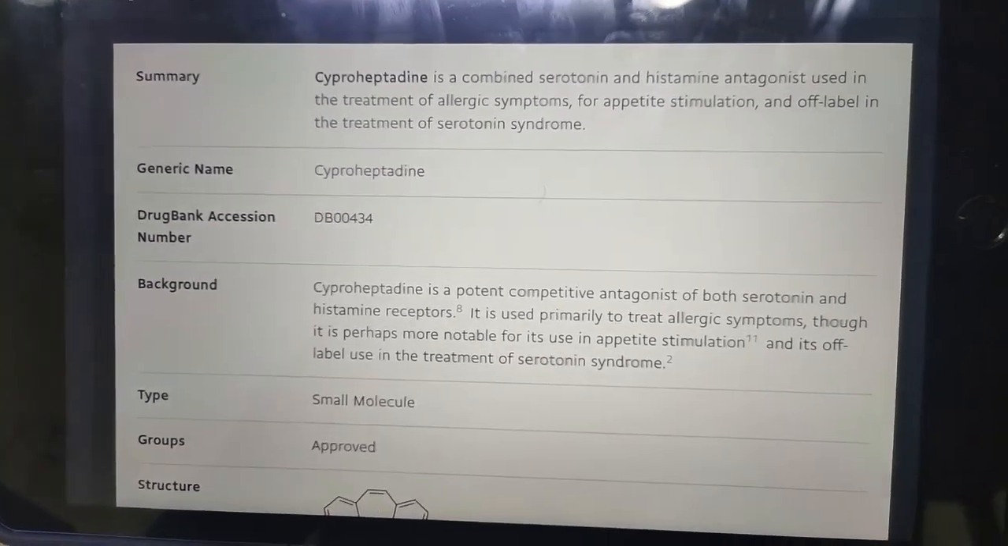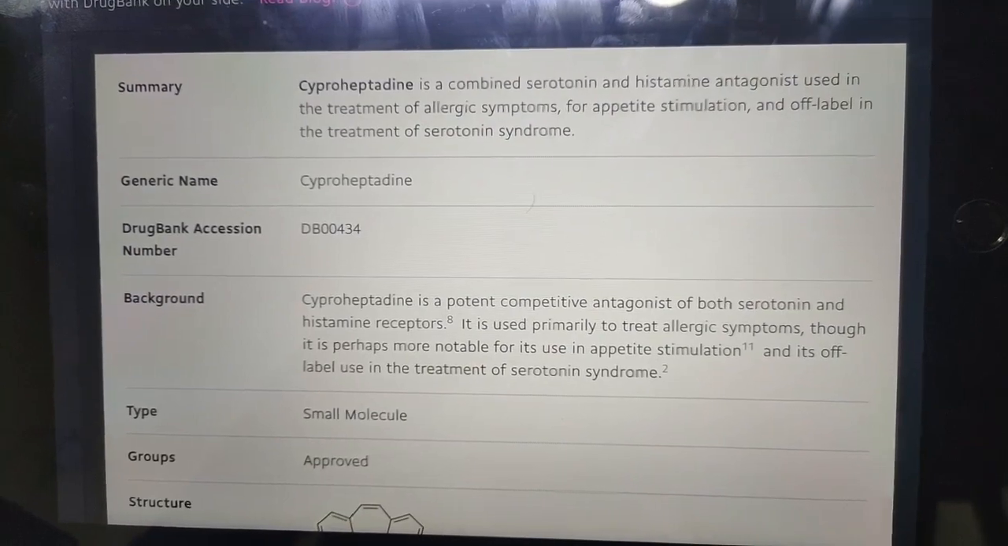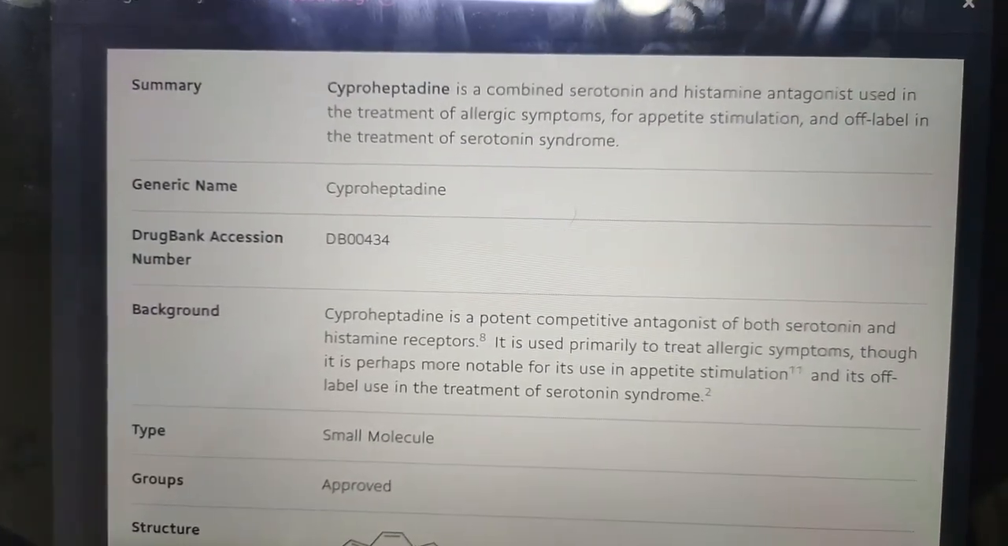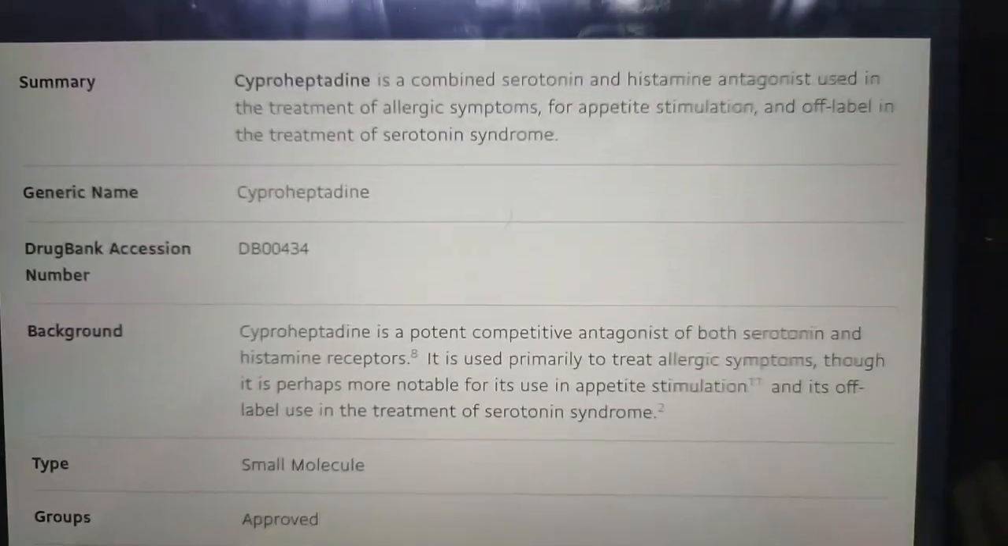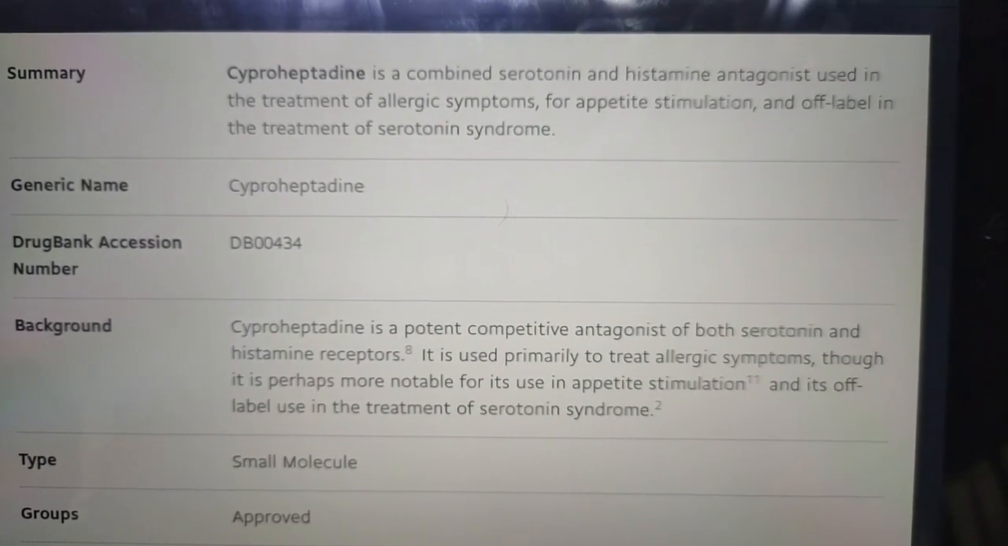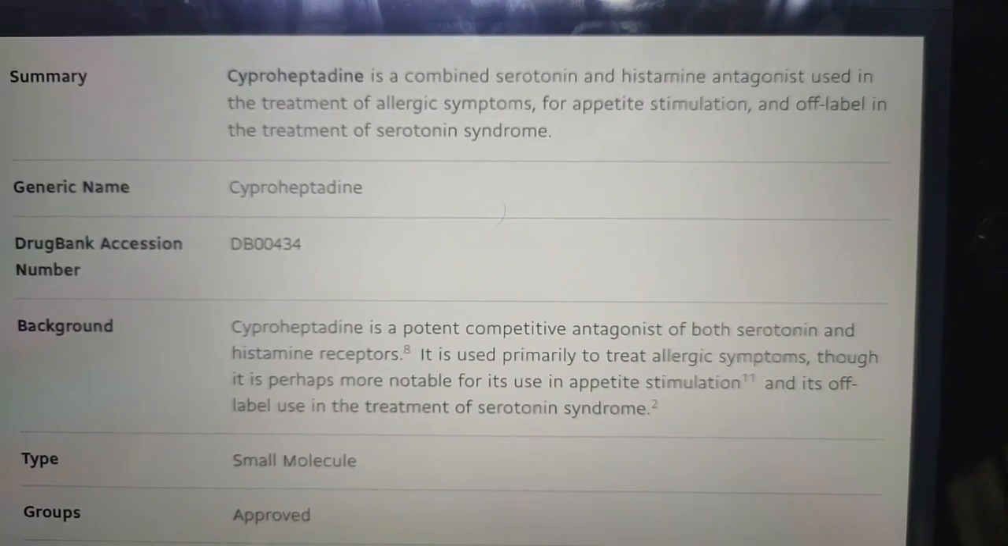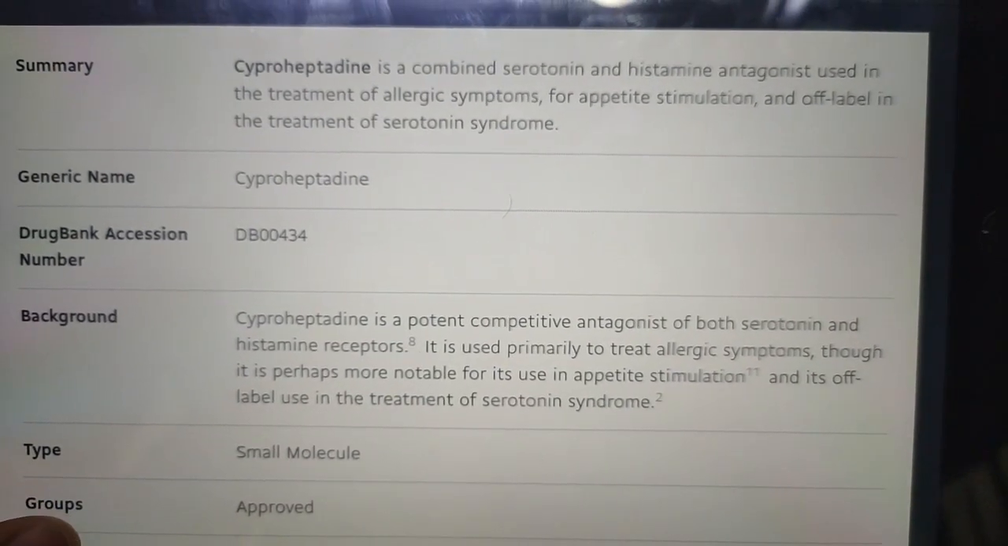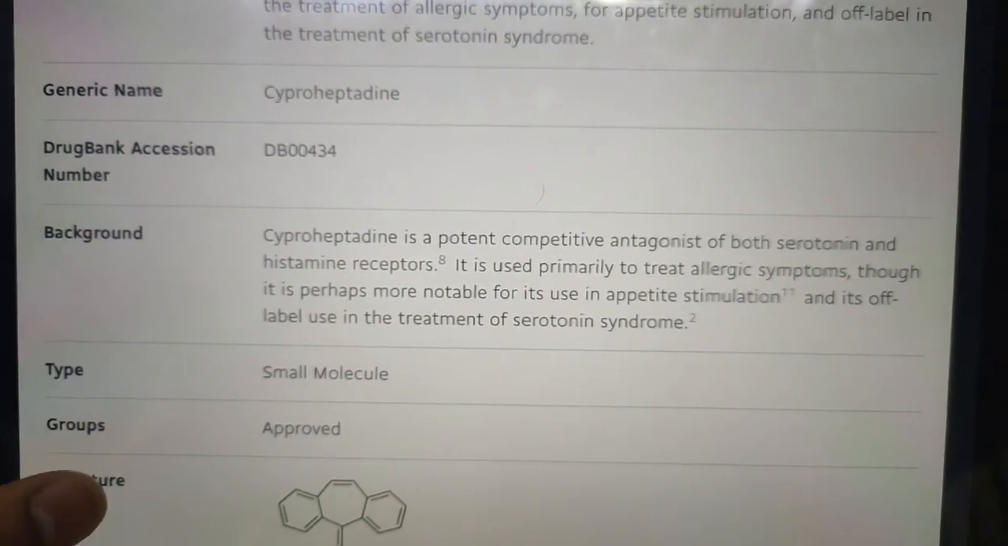Today my topic is cyproheptadine. First of all, its summary. Cyproheptadine is a combined serotonin and histamine antagonist used to treat allergic symptoms, for appetite stimulation, and off-label in treatment of serotonin syndrome. Its generic name is cyproheptadine.